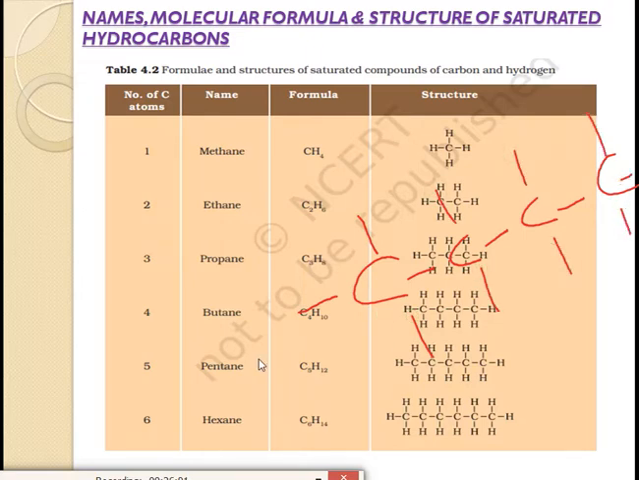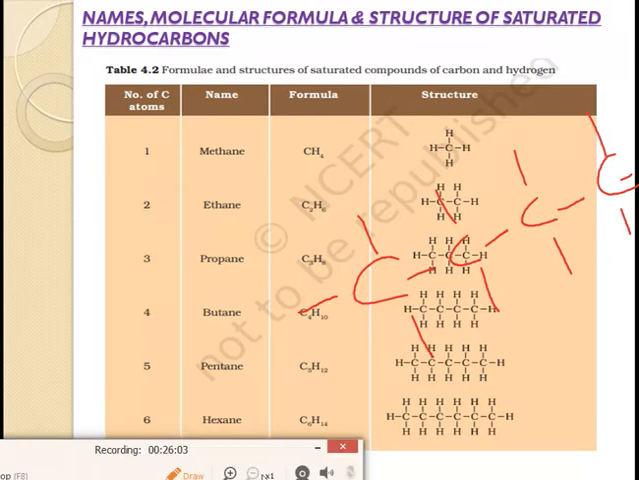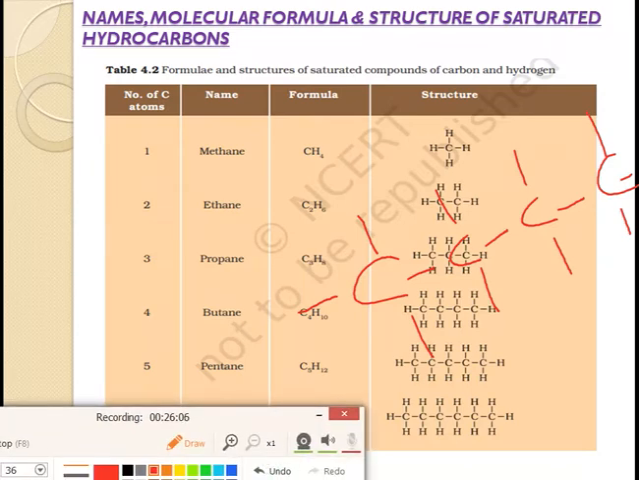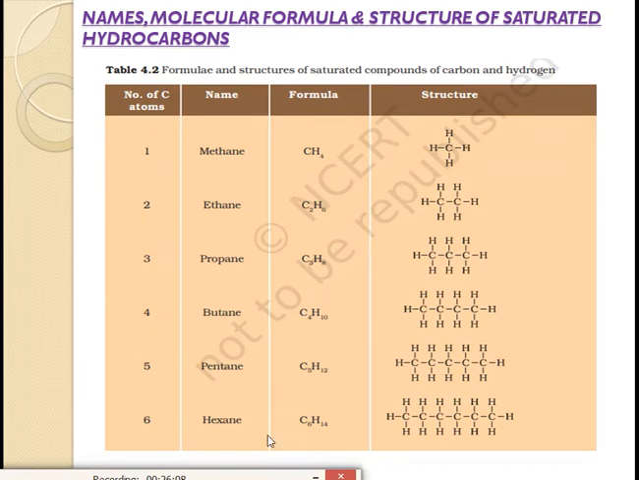Next, pentane. Pent means 5. 5 carbon atoms are there in pentane. And how many hydrogen atoms? CnH2n plus 2. Just double the number: 5 into 2, 10, plus 2, 12 hydrogen atoms in pentane.